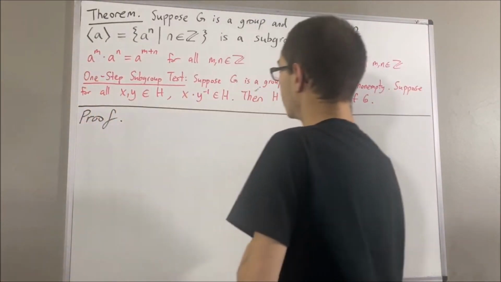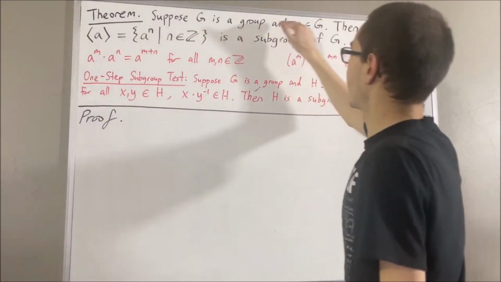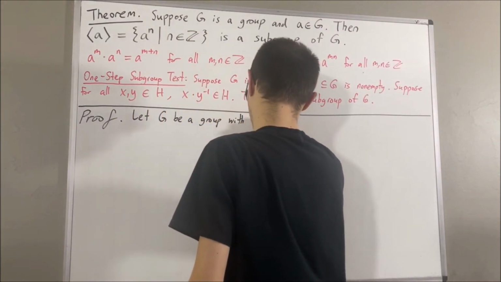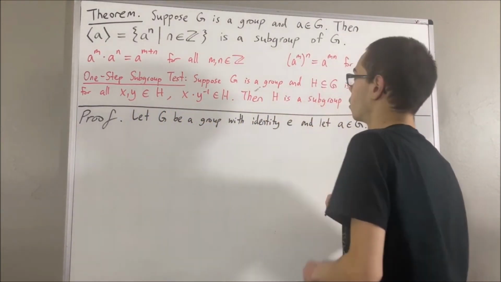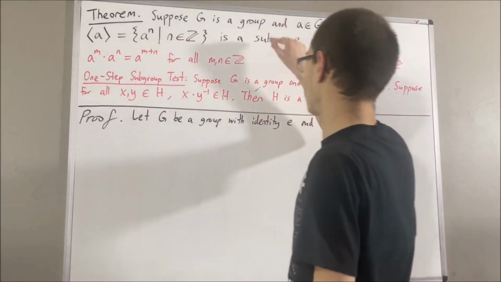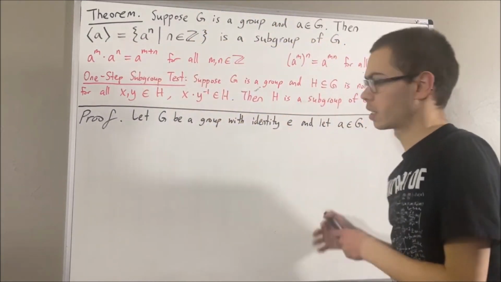To start on the proof, let's give ourselves a group G with identity element E, and let's let A be an element of G. From here, the goal is to show that this set is a subgroup of G, and we're going to show that using the one-step subgroup test.